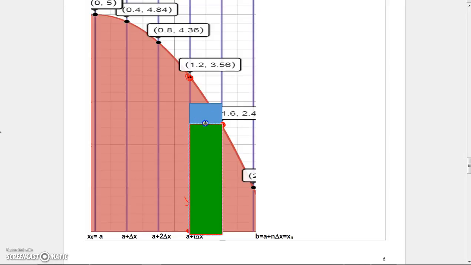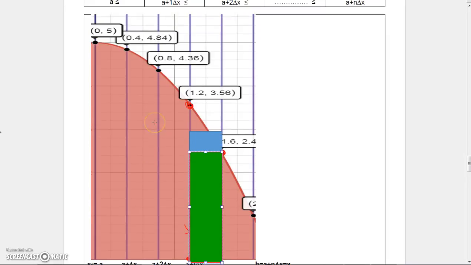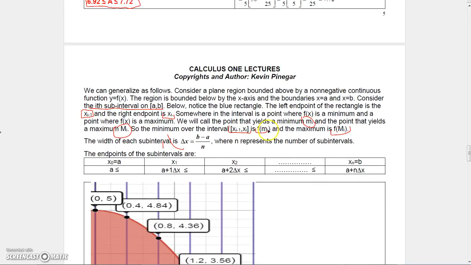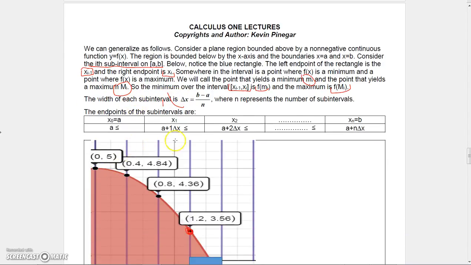So if we used maximum rectangles, we would get the circumscribed rectangle, and if we used the minimum value, we would get the inscribed rectangle. So basically, that's the maximum and the minimum. Now, the width of each of these sub-intervals, I've already told you, is the right endpoint minus the left endpoint divided by the number of sub-intervals you're going to have. So it would be b minus a over n.